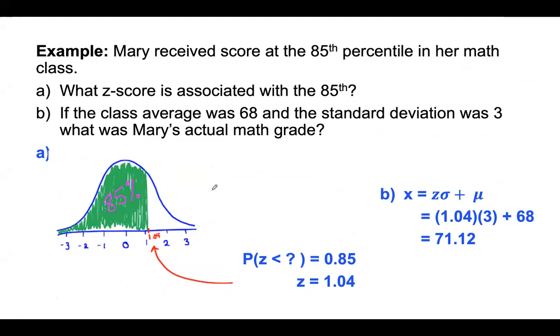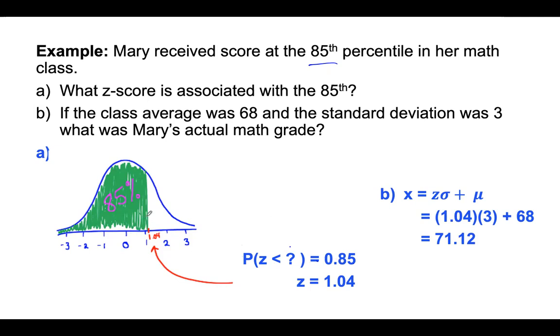So let's say Mary received a score at the 85th percentile in her math class. What z-score is associated with the 85th percentile? So 85th percent is this area. Now we're going backwards. So this is a little bit different. So we have 85th percentile, but we don't know what the z-score is. So we want to know the probability that the Z is less than this number that we're trying to find, and it's equal to 0.85, which is that probability.